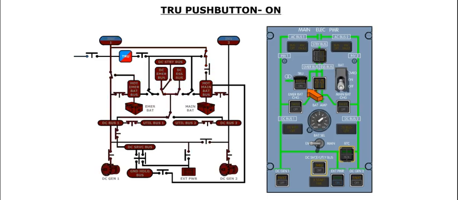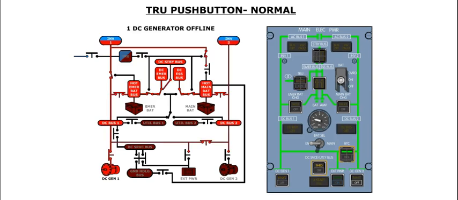When the TRU push button is pressed in, the TRU is connected to AC wild bus 2. This will illuminate the white on caption. An arrow above the caption illuminates amber when the TRU is supplying DC power to the DC emergency bus, the DC standby bus, inverter 1, and the DC essential bus. The normal position of the TRU push button is released out.